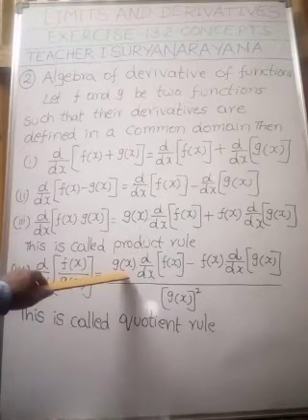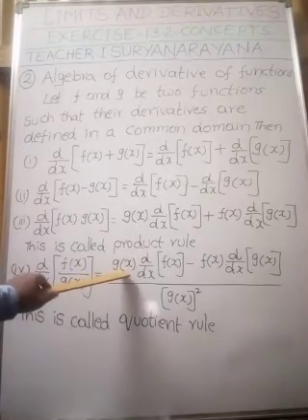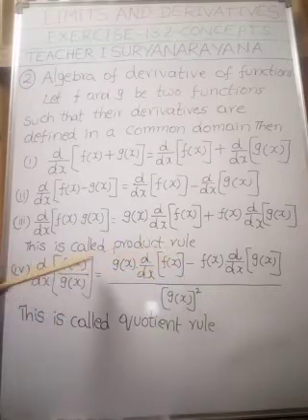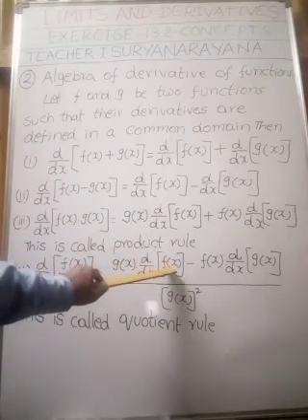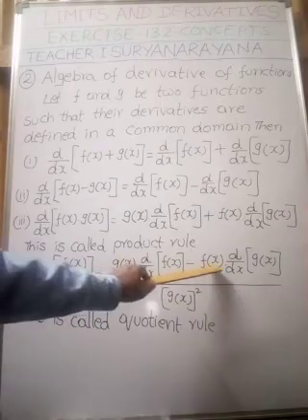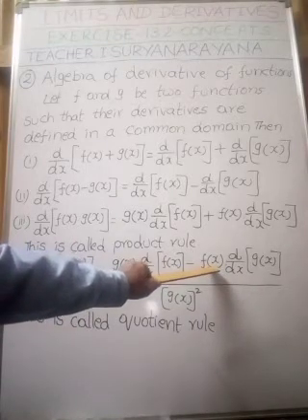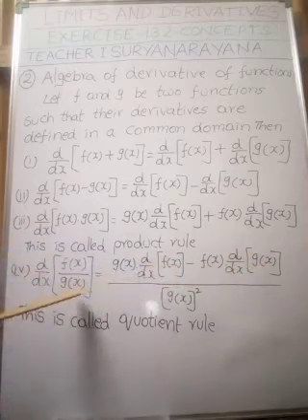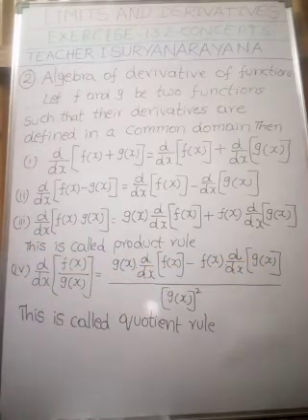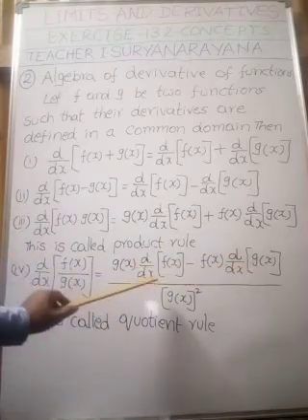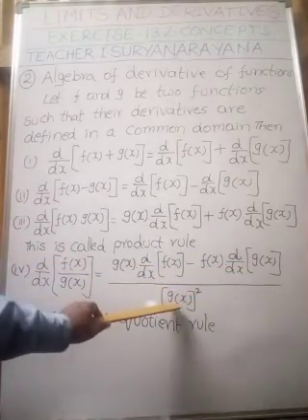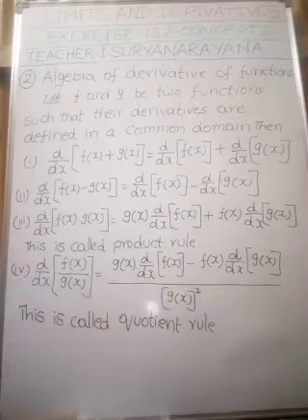So first we write the function which is in the denominator, g of x, into d by dx of f of x, which means the derivative of the numerator, minus the function which is in the numerator into d by dx of g of x, which means the derivative of the denominator. Understood this point, my children? The whole divided by g of x whole square. Whatever the function in the denominator, we have to take the square of that function.